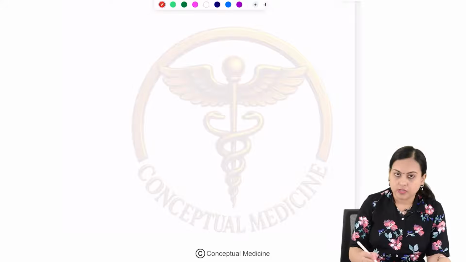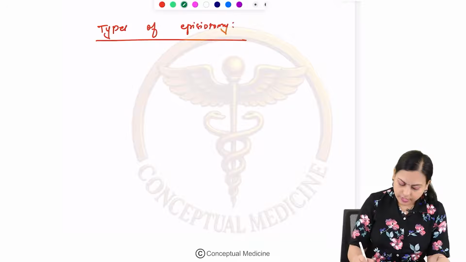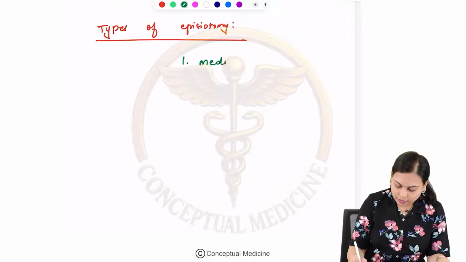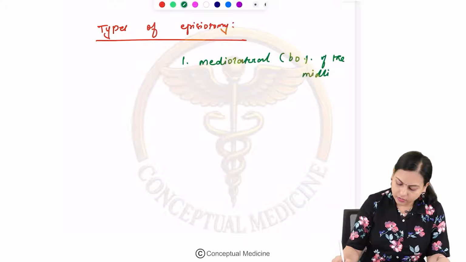Okay, so types of episiotomy. We can have a mediolateral episiotomy, which will be 60 degrees from the midline. Okay.